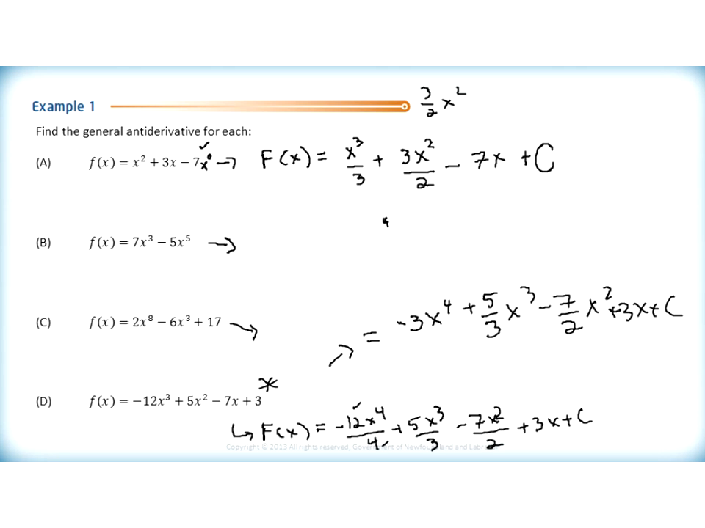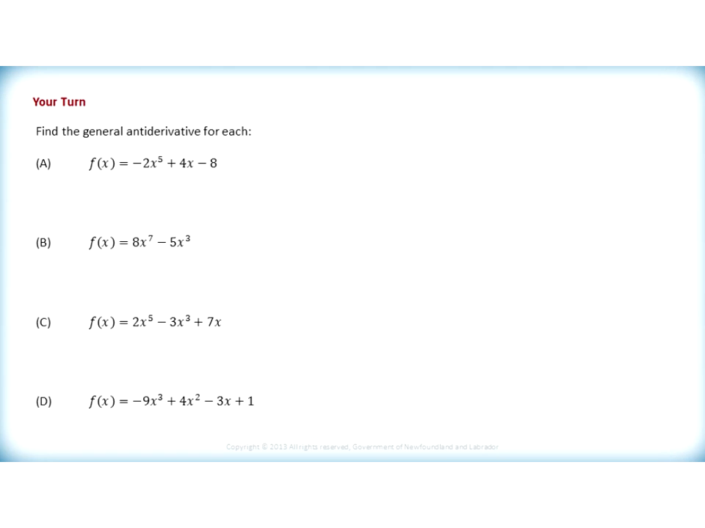Alright, let's take a look at the your turn question now. So the your turn question here says find the general antiderivative for each one, and it's basically the same process that we just went through, only with some different functions this time. So a little bit of practice with finding antiderivatives of polynomials.